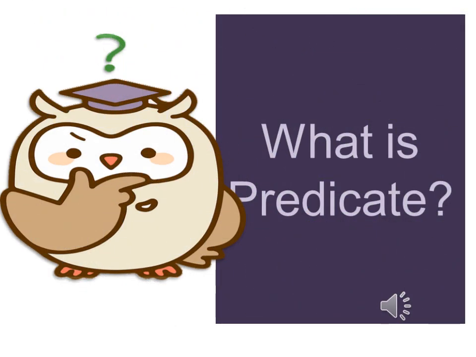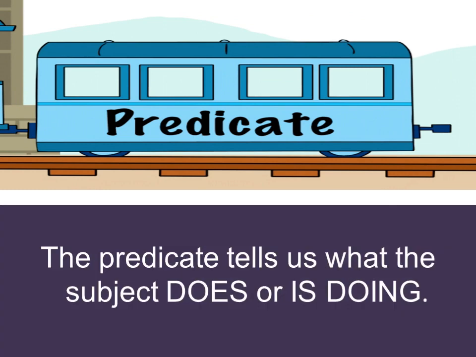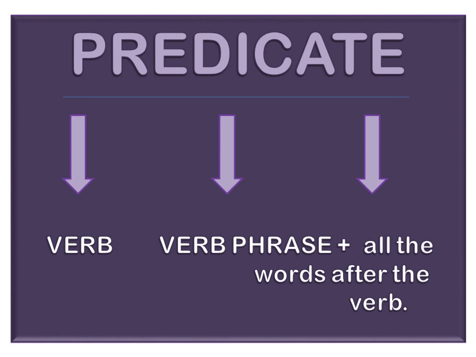While the subject takes over the question who, what is the predicate then? Always remember, if you have identified the subject, the predicate is the leftover details of the sentence. The predicate tells us something more about the subject. It basically tells us what the subject does or is doing. It is that part of the sentence that briefs us about the subject. The complete predicate includes a verb or verb phrase plus all the words after the verb.